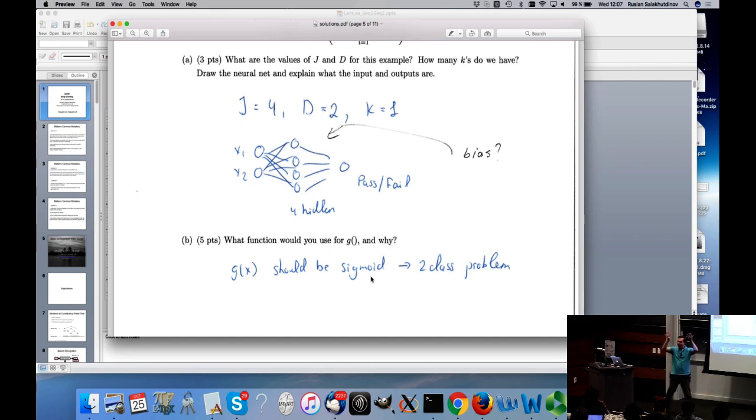People would draw two things and then say, well, each one of them should be sigmoid. If you draw two things and you say it's a softmax, so they have to sum up to 1, then that's a valid answer, right? So that's fine, as long as you had the justification.